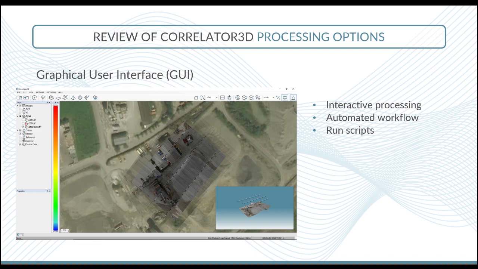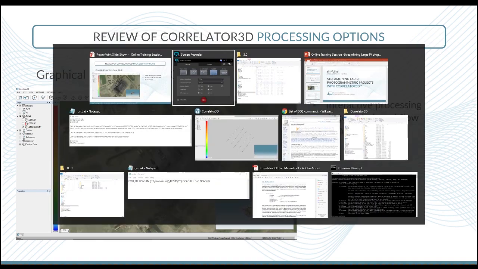But let's just say that in the graphical user interface, you can do different things. Obviously, you can do interactive processing. All of your process can be done manually, but you can also launch the automated workflow, which I will be talking about a little more in a few minutes. And you can also run scripts from the graphical user interface. Let me just quickly show you where you can do this in the software.